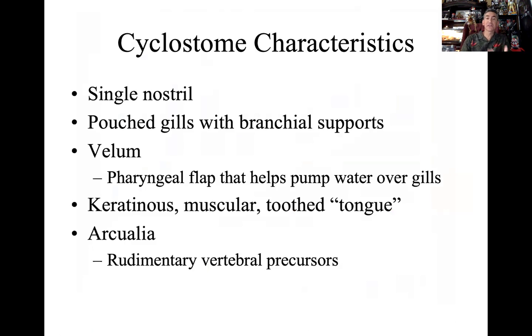So what does it mean to be a cyclostome, right? Humans, we are not cyclostomes, right? Cyclostomes would have a single nostril, so they only have one breathing apparatus, but technically they're not breathing through the nostril, they breathe through gills, right? So they have these pouched gills with branchial supports, something that's going to enable them to move water over those gills. We call it a velum. So velum is an anatomical feature found for the first time in this group that we call the cyclostomes, right? A pharyngeal flap, pertaining to the pharynx, that helps pump water over the gills.